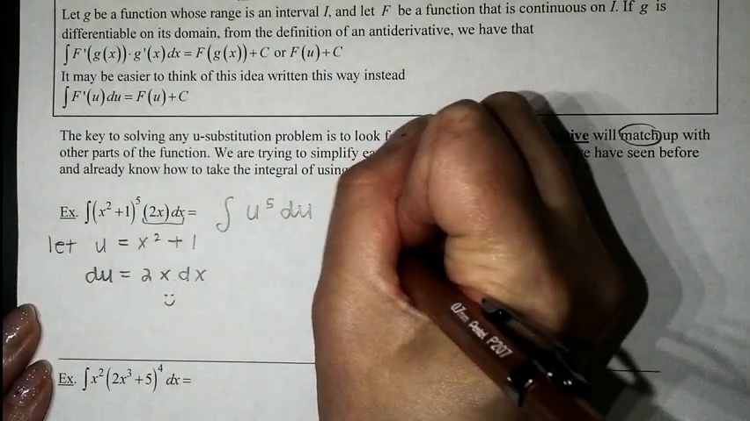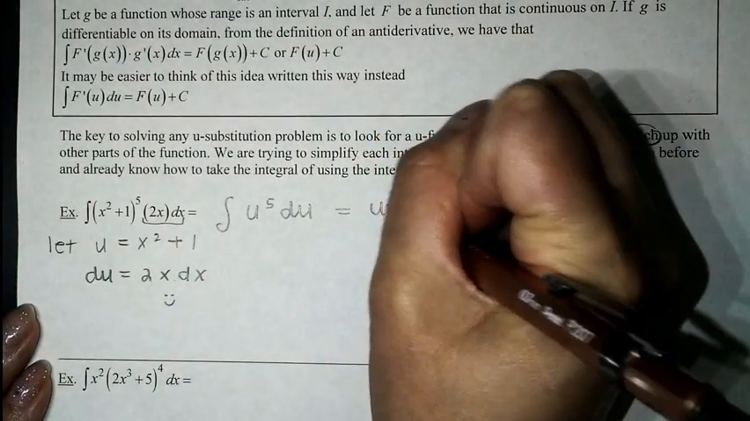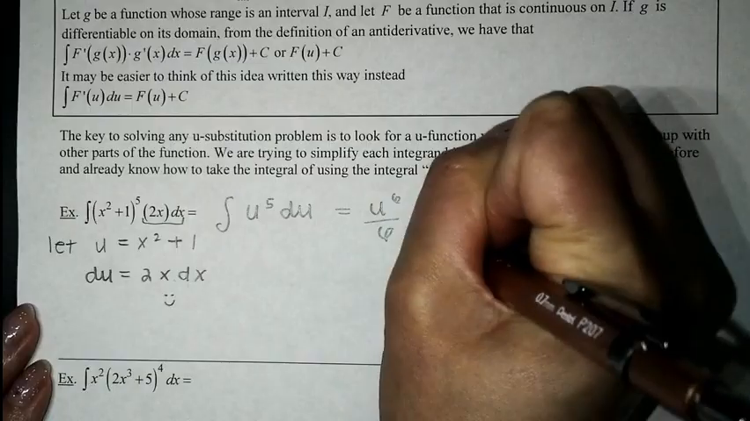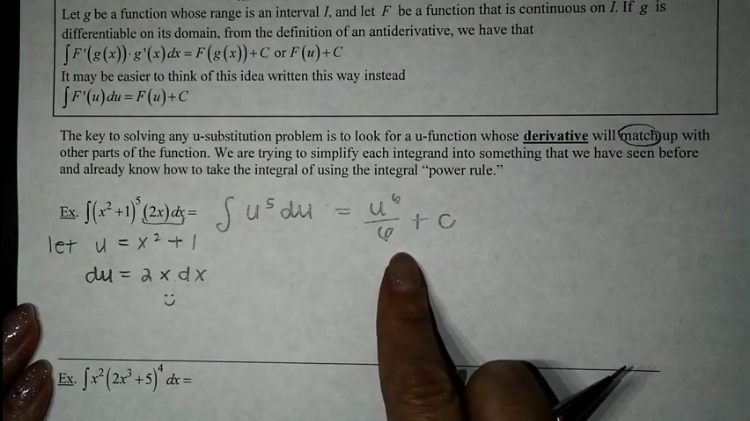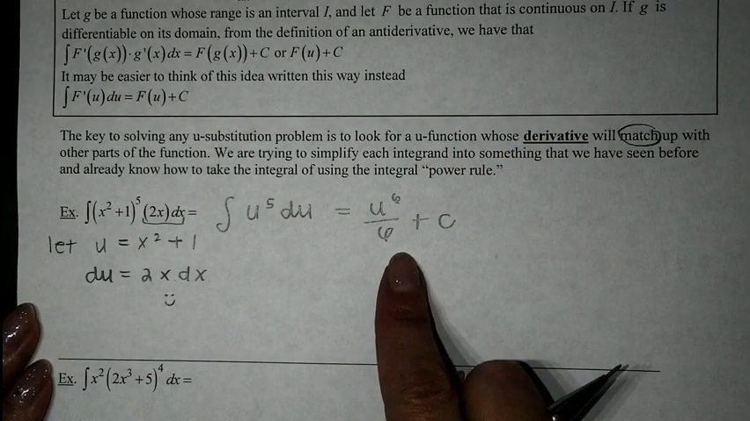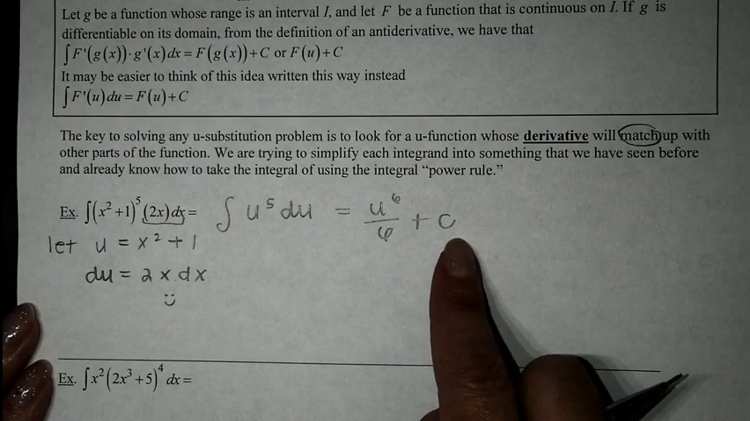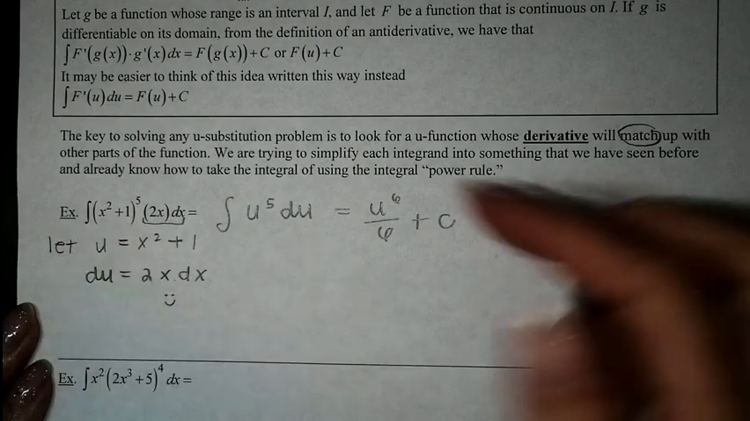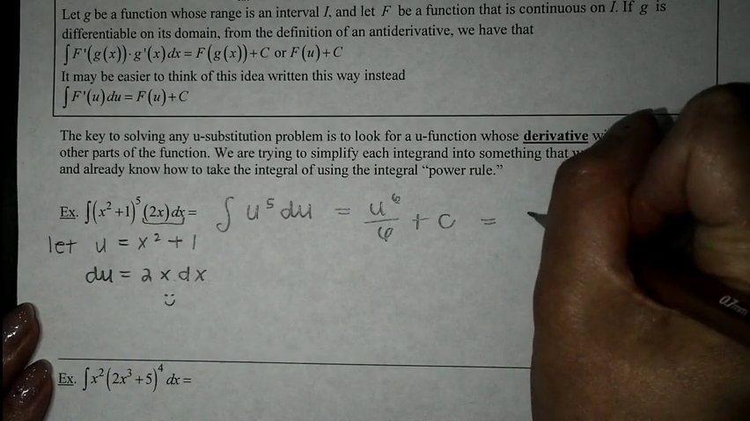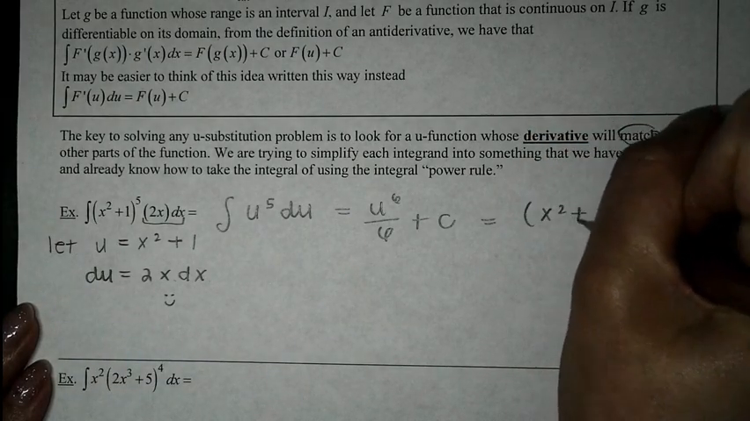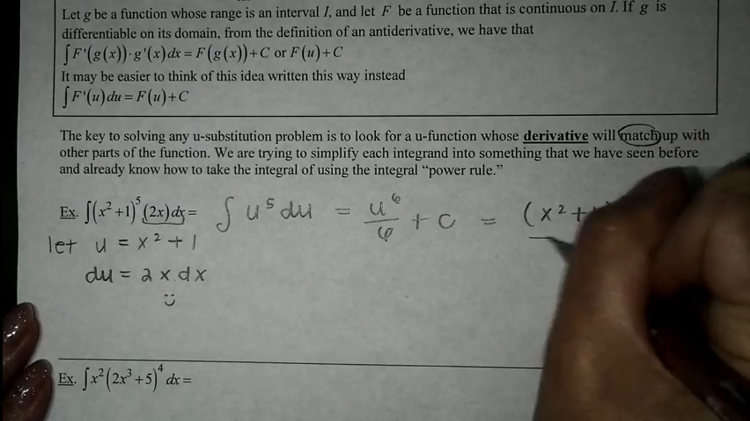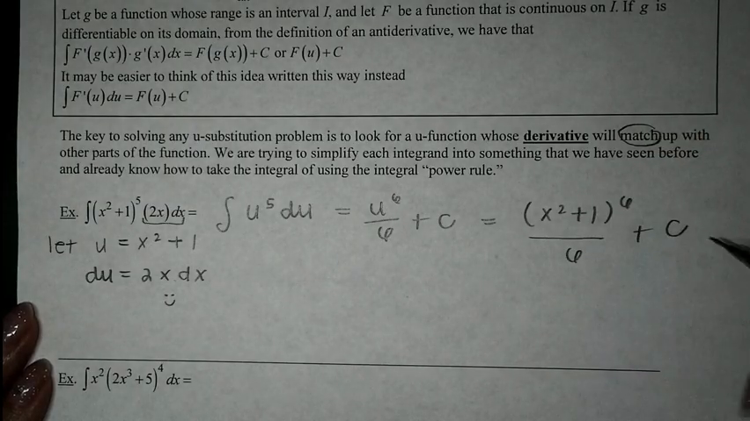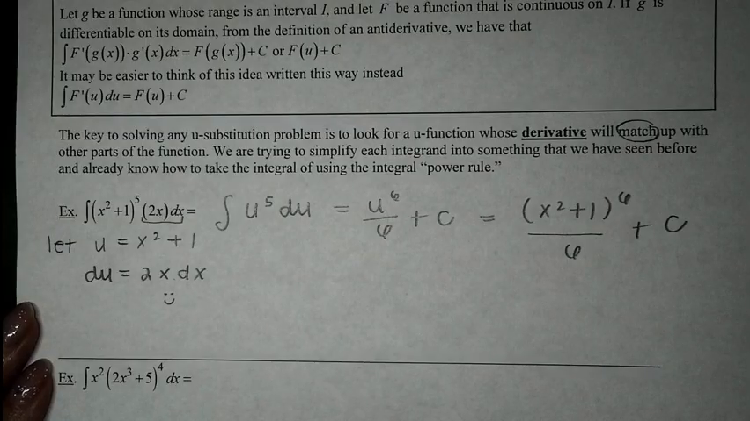Now, what are you going to do here? This is going to be u to the power 6 divided by 6 plus c. But we don't really care about u. We were initially talking about x's, so you just need to go back to your original variable. So this is going to be equal to what? Parenthesis x squared plus 1, everything to the power of 6 divided by 6 plus c, and that's it. Isn't that beautiful? And that's your integral, okay? That's your indefinite integral. That's why we have the plus c, okay?